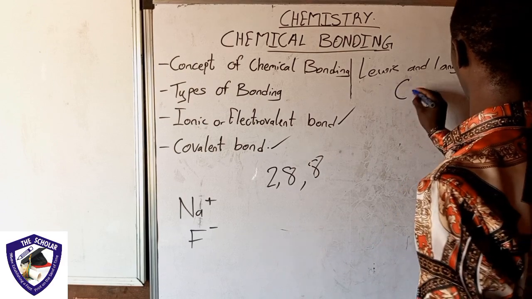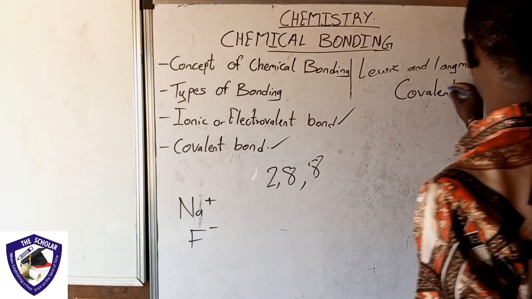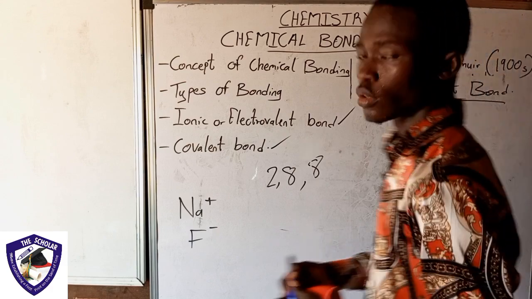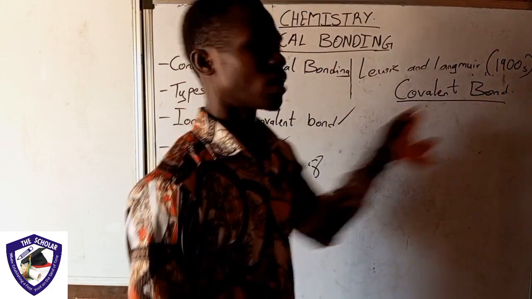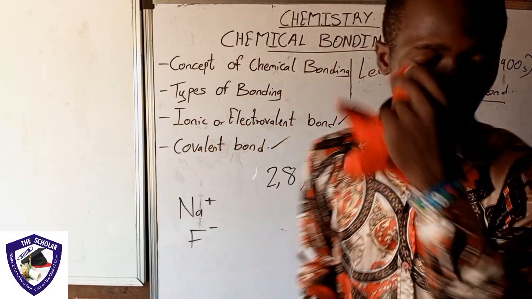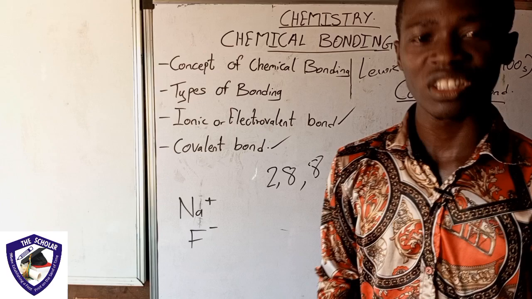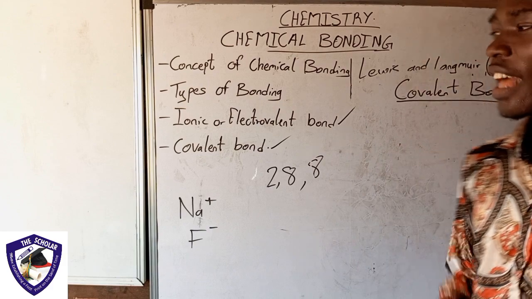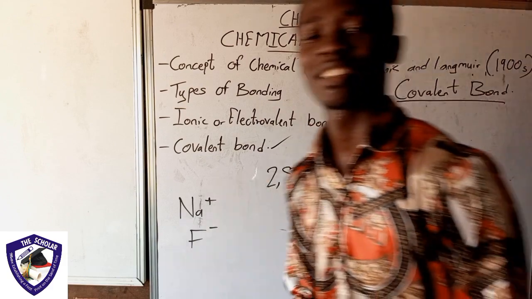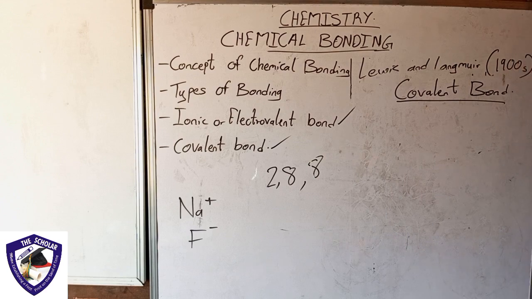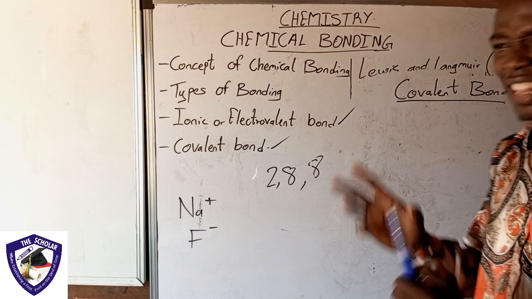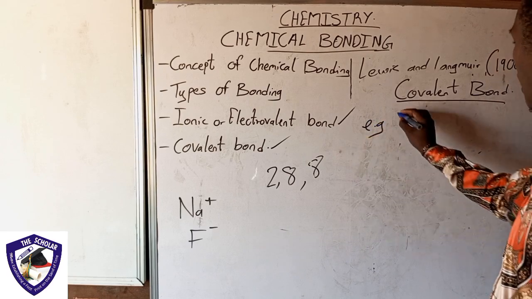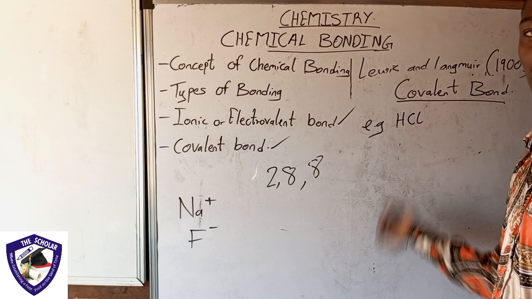Covalent bond. Electrovalent bond, I said it involves the transfer of electron. But covalent bond involves the what? The sharing of electron between elements of what? Of great electronegative difference. Now, covalent bond is mainly formed between non-metals. For example, we have HCl, which is what? Hydrogen chloride.